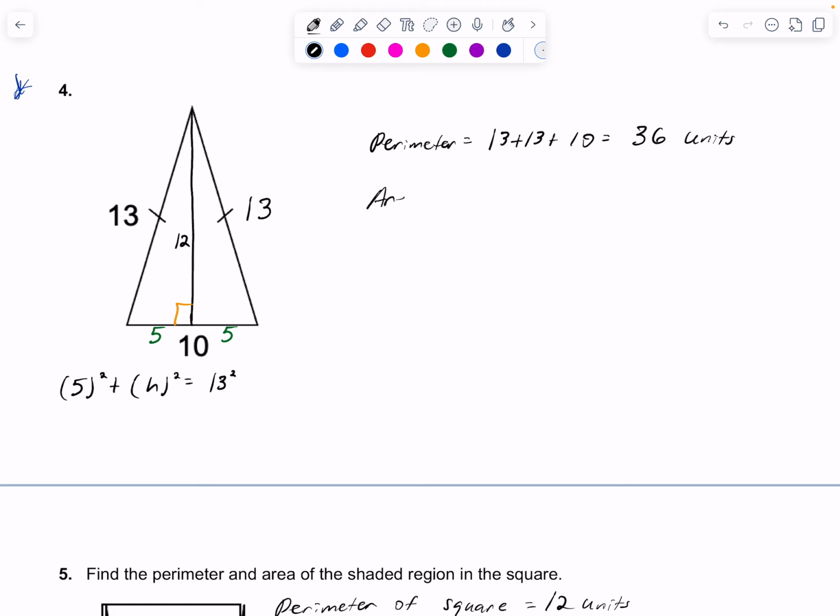And then finding the area is base times height over 2, which is going to be the base of 10 times the height of 12 over 2. And so that's going to be 60 square units.